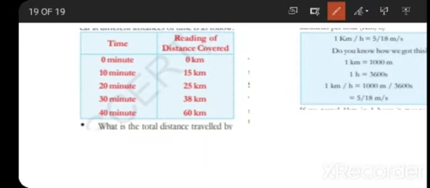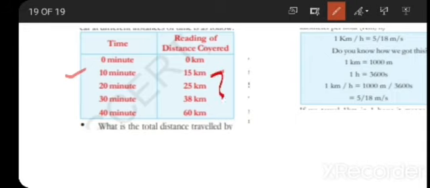See, if you observe this vehicle moving, when 10 minutes completed, the vehicle covered 15 kilometers. When 20 minutes completed, the vehicle covered 25 kilometers. When 30 minutes completed, the vehicle covered 38 kilometers. In 40 minutes, the vehicle covered 60 kilometers.